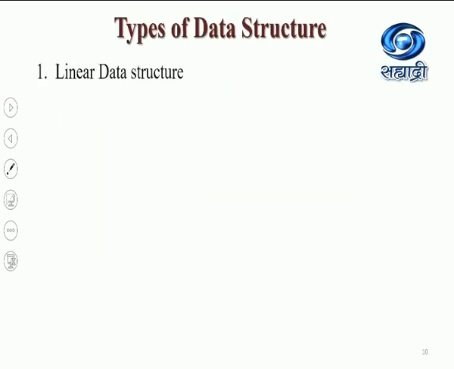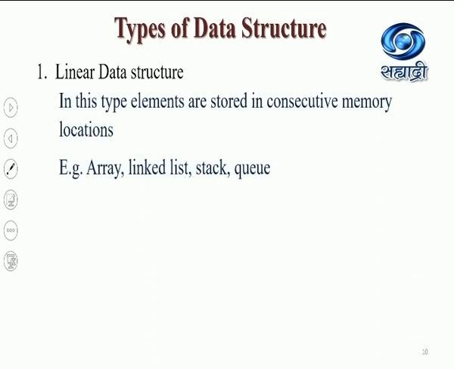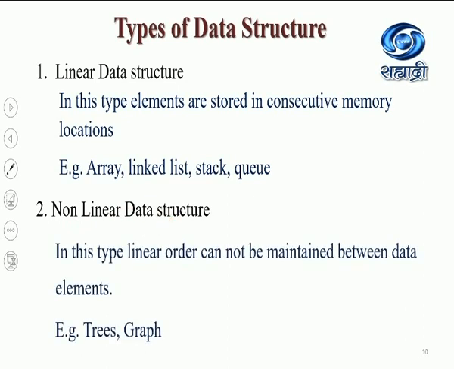Then the types of data structures are linear data structure and non-linear data structure. Linear data structure contains array, linked list, stack and queue. In this type, elements are stored in consecutive memory locations, whereas in a non-linear data structure, a linear order is not maintained. The linear order cannot be maintained between the data elements. That's why tree and graph are called non-linear data structures.